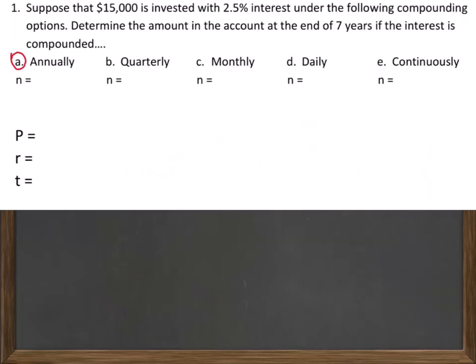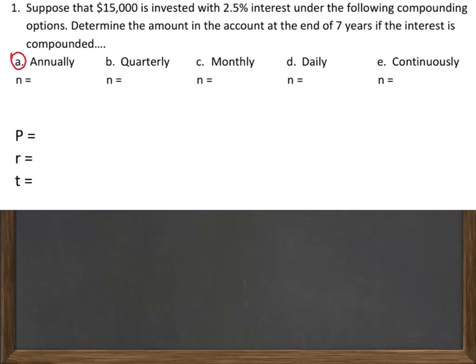All right, let's go ahead and get started on our first example. It says, suppose that $15,000 is invested with 2.5% interest under the following compounding options. Determine the amount in the account at the end of 7 years if the interest is compounded: A, annually, B, quarterly, C, monthly, D, daily, or E, continuously.